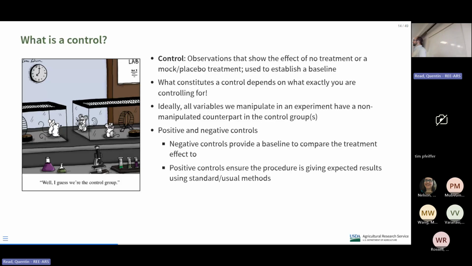But there are also positive controls where we do expect an effect, and that ensures that the procedure is giving expected results using standard methods. If we're trying to test a new vaccine, the control group would not receive any vaccine. Then you give some individuals the experimental vaccine, and a positive control would be a known effective vaccine that we know should provide immunity. We can then see how well the new one is doing.